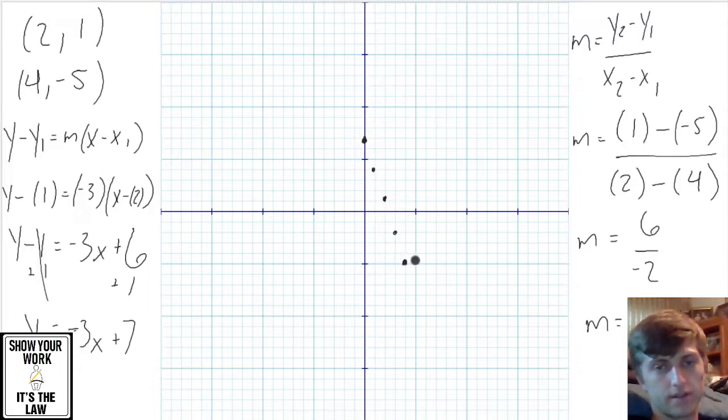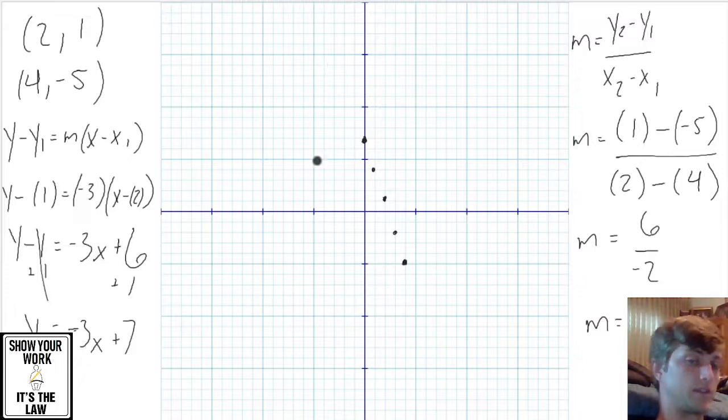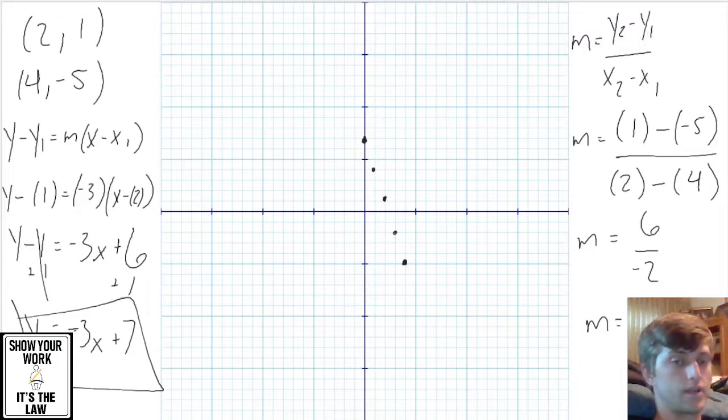I'm a little off, and I don't know why. That's okay. Oh no, I'm right. Down 3 over 1, down 3 over 1. See, they all fall in place, and this is the equation for the line.